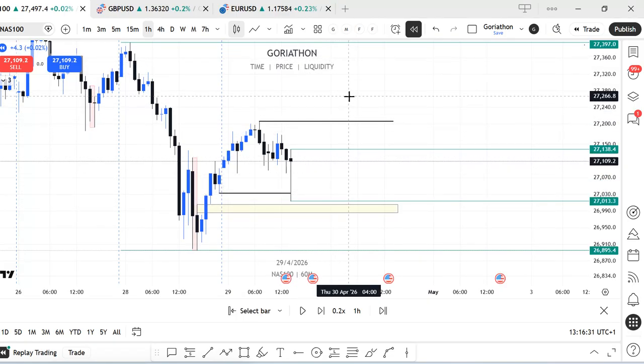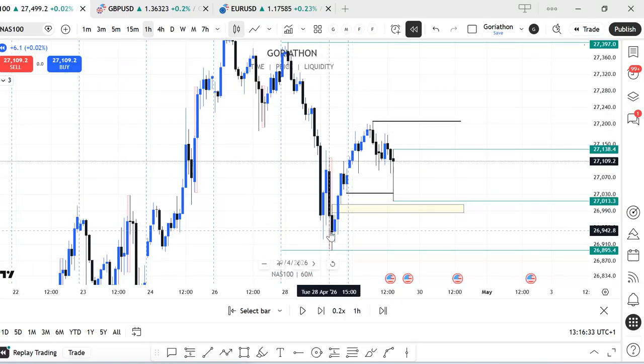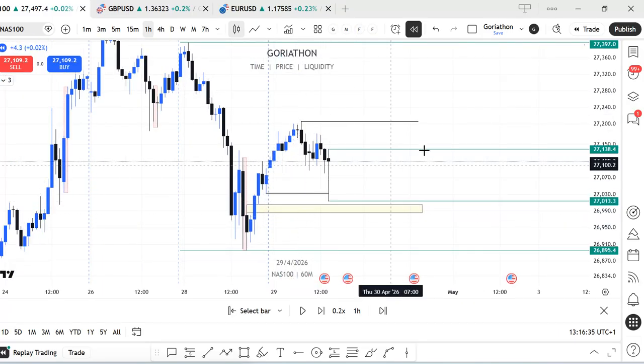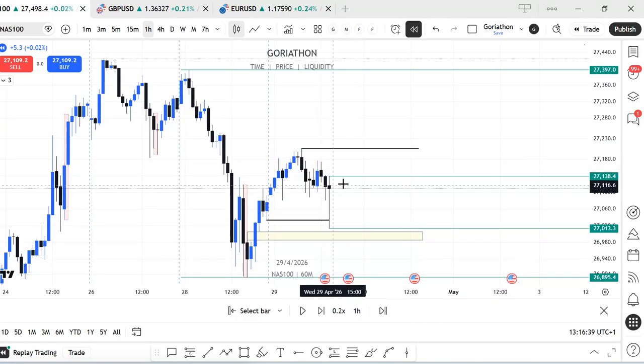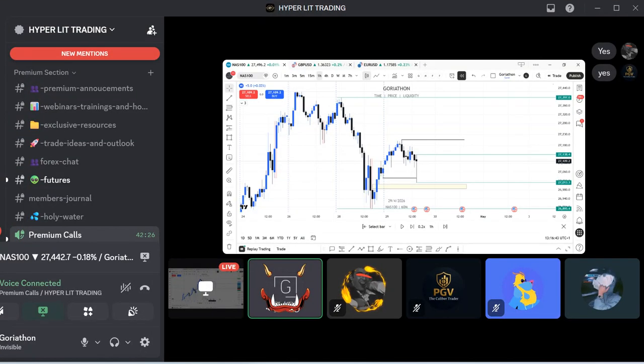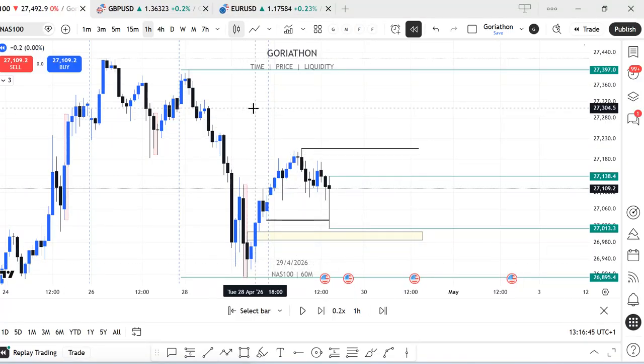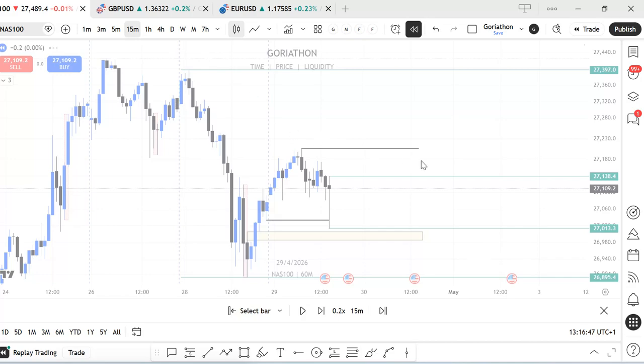If it just goes without us, it's not our day. Would you agree, guys? Everything clear so far now? Yeah, partials maybe somewhere at the 1 hour high and then this high, and then we can target all the way up. Right? Cool. Now we switch to 15 minutes.